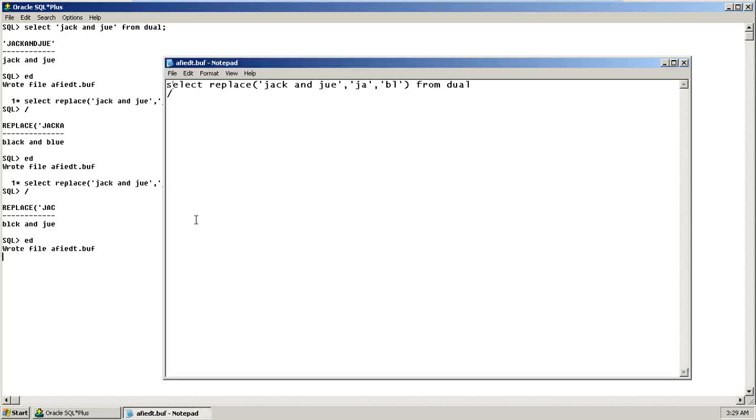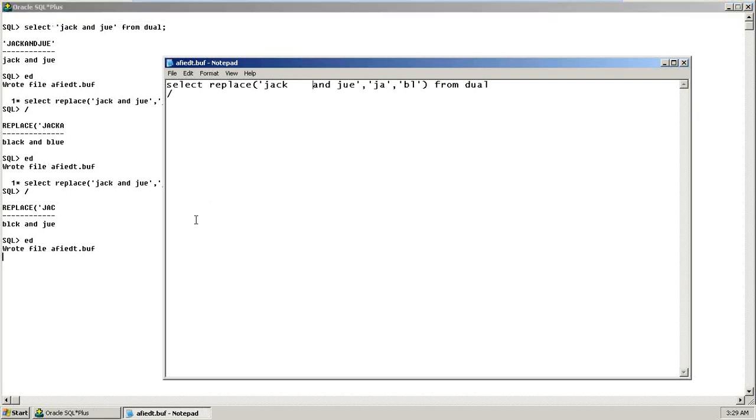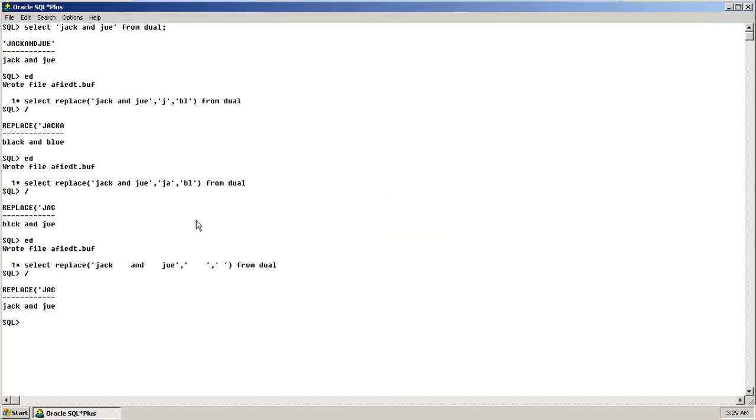So as previously you asked, Jack space space space and space space space Jew. So the four spaces, I want to replace with single space. Okay, like this something you can do.